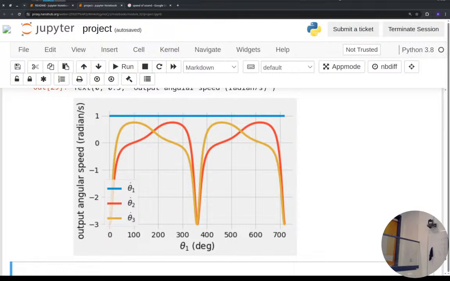Wait, should this always look like a sine wave? No, it's not going to be a sine wave unless you have specific geometries, because it's a combination of 3 different paths. And there are 3 different sine waves all added together.